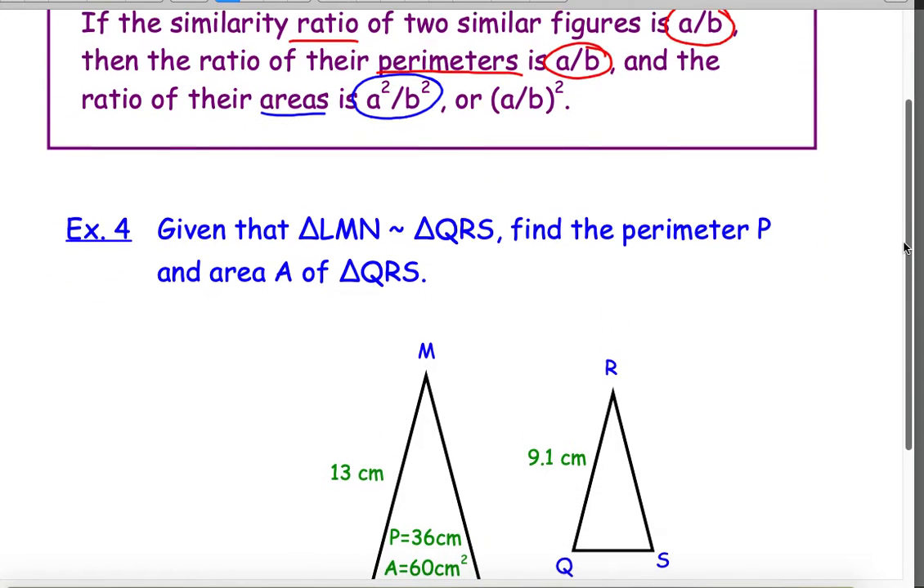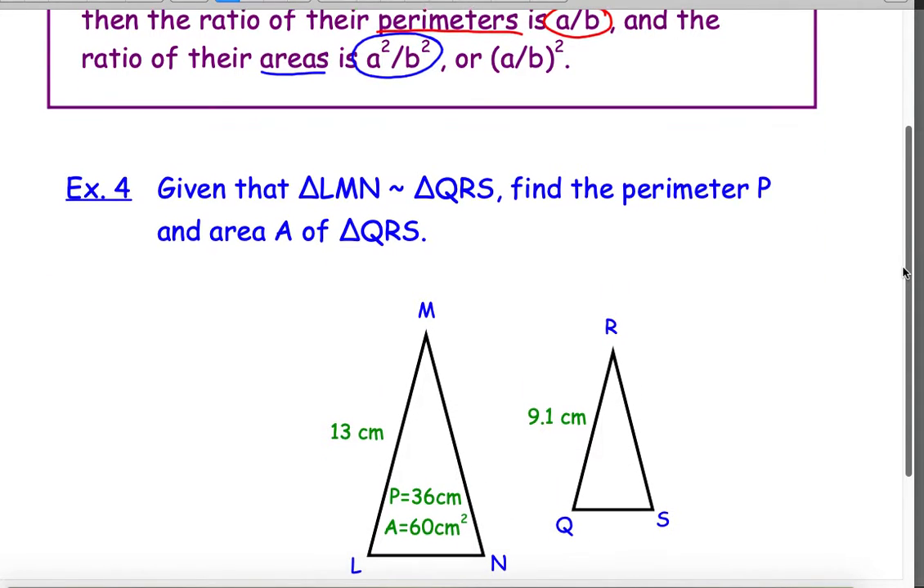So here we have 2 triangles that are similar. Triangle LMN is similar to triangle QRS. Find the perimeter and area of QRS. So notice in the bigger triangle, we have one of the sides, 13 centimeters, and that matches up with this side, RQ, which is 9.1 centimeters. We know the perimeter and the area of this triangle. We want to find perimeter and area of this one.